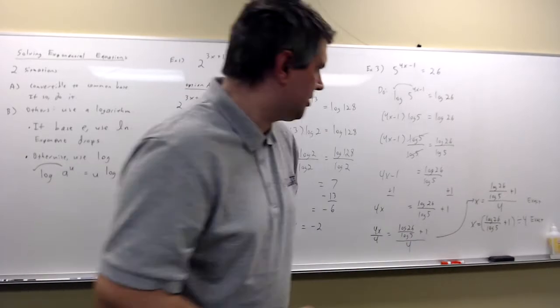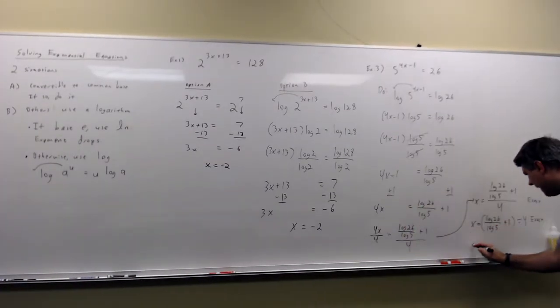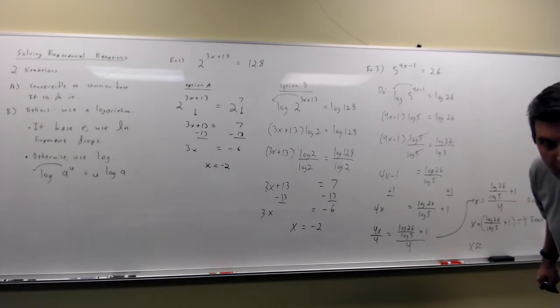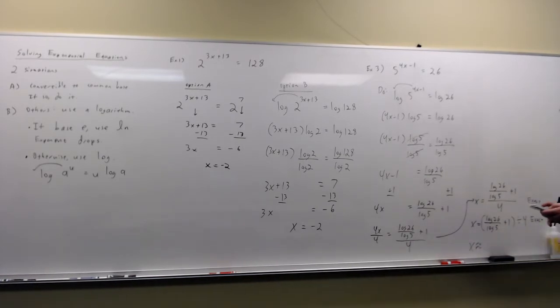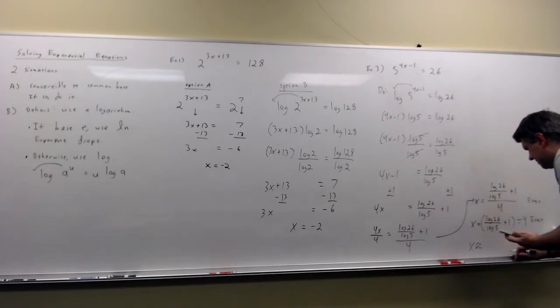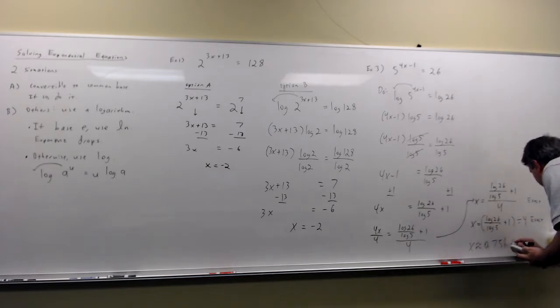And now I'll do an approximate. x is approximately equal to... log of 26 is approximately 1.41497... divided by log of 5. I have 2.024... Add 1, hit enter or equal. That's 3.024 divided by 4, approximately 0.756. This is approximate. Okay?